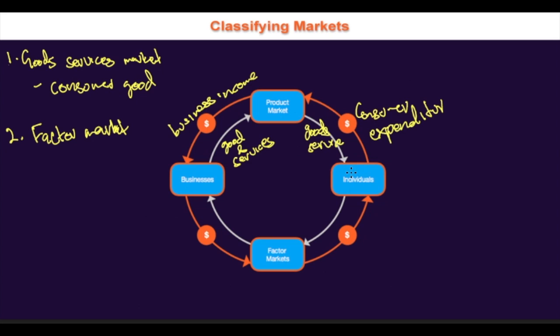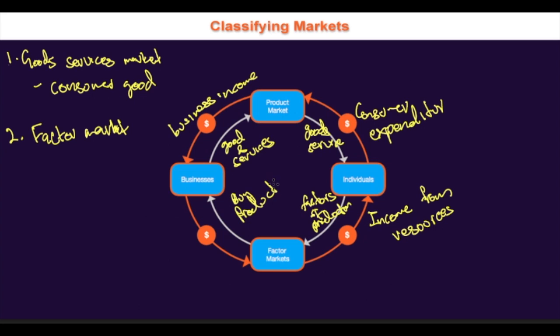And households are the ones who are going to provide factors of production to the factor market. So it will be factors of production here. And they are going to get income for providing the resources. And businesses are going to demand factors of production from factor market. So they are going to buy productive resources and give up the payments for resources. So this would be the circular flow.